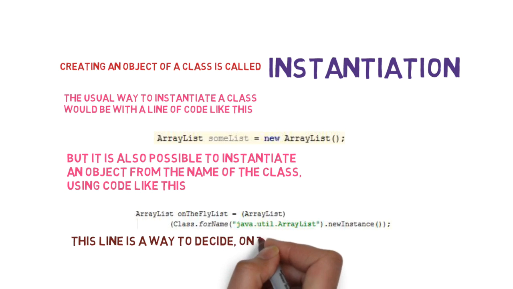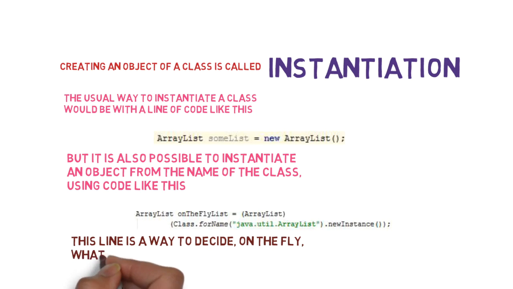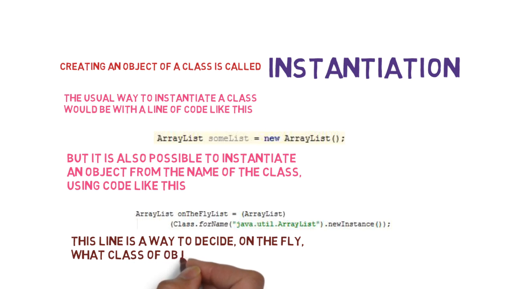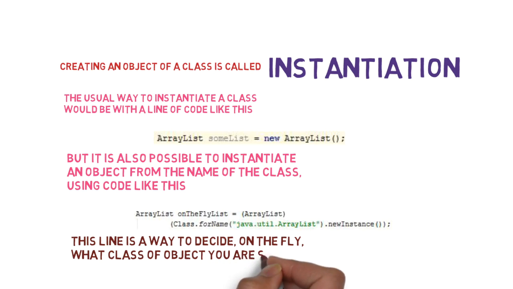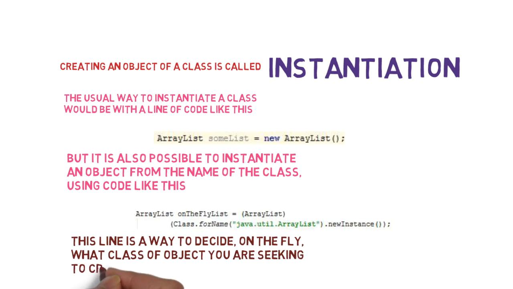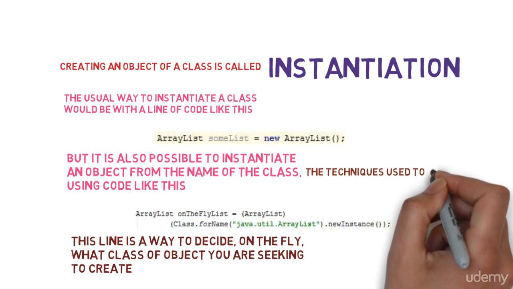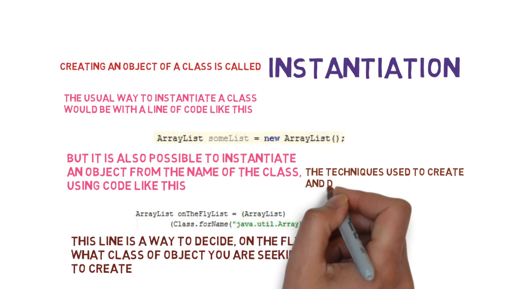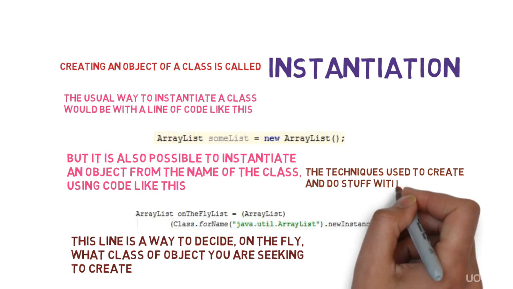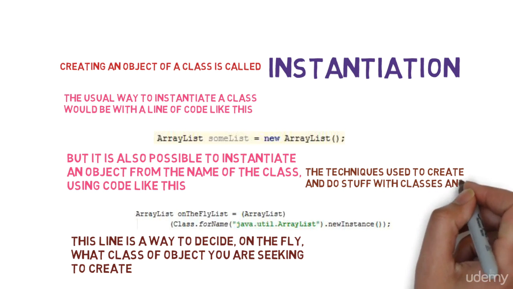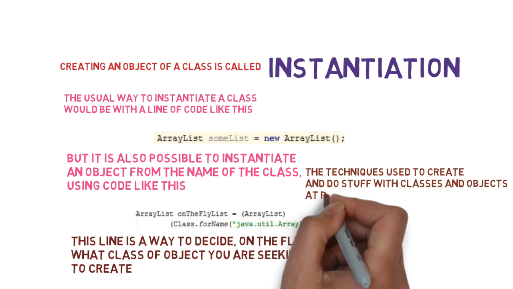This line is basically a way to decide on the fly what kind of object you want to create. Why is it on the fly? You notice that string, java.util.ArrayList. This could just be a variable which holds that string, and you could change the value of that variable to be another string. Say you don't want an array list, you want a hash map instead, or you want some other class which you've defined. All of that can be passed into the forName method. So you decide on the fly what kind of object you seek to create.